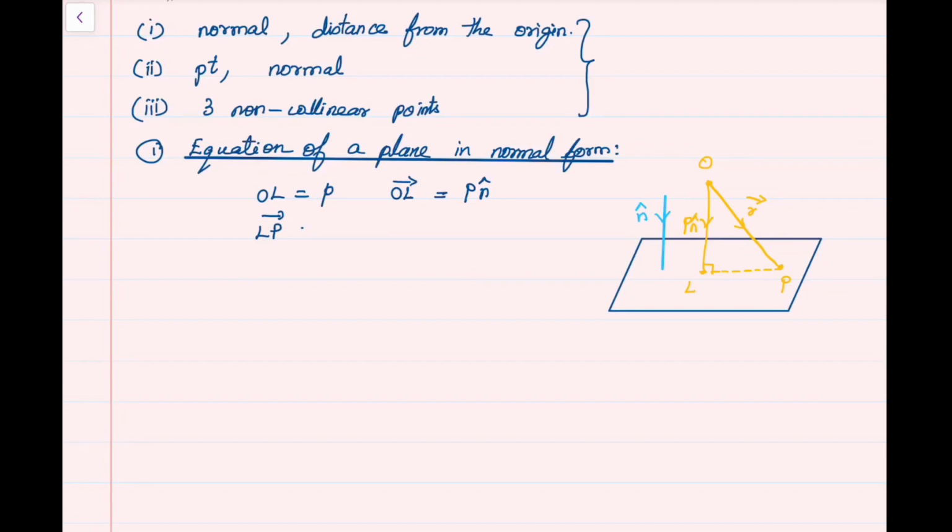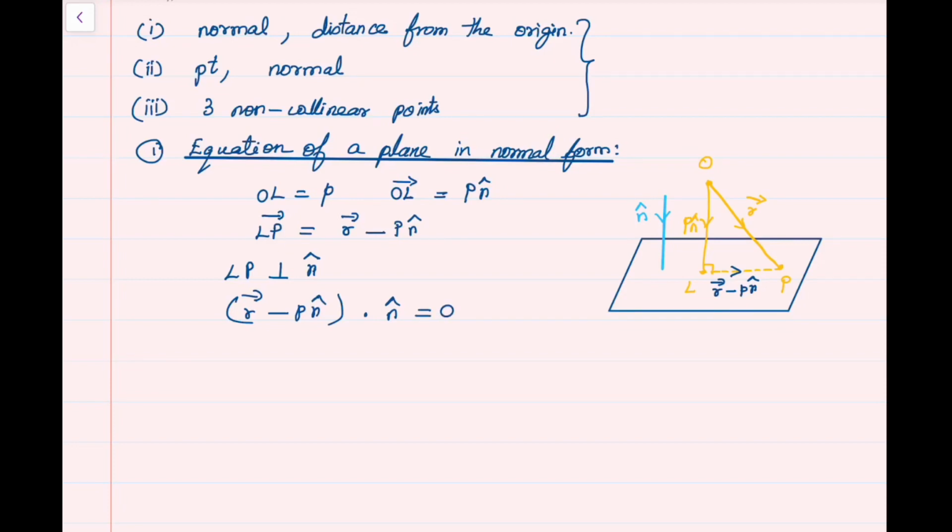LP vector, LP lies on the plane. Therefore, LP vector is the position vector of the terminal point minus the position vector of the initial point. So I will write that vector here in the figure: r minus p n cap. Now LP is perpendicular to n cap because LP lies on the plane and n cap is perpendicular to the plane. Therefore, the dot product has to be 0. (r minus p n cap) dot n cap should be 0.